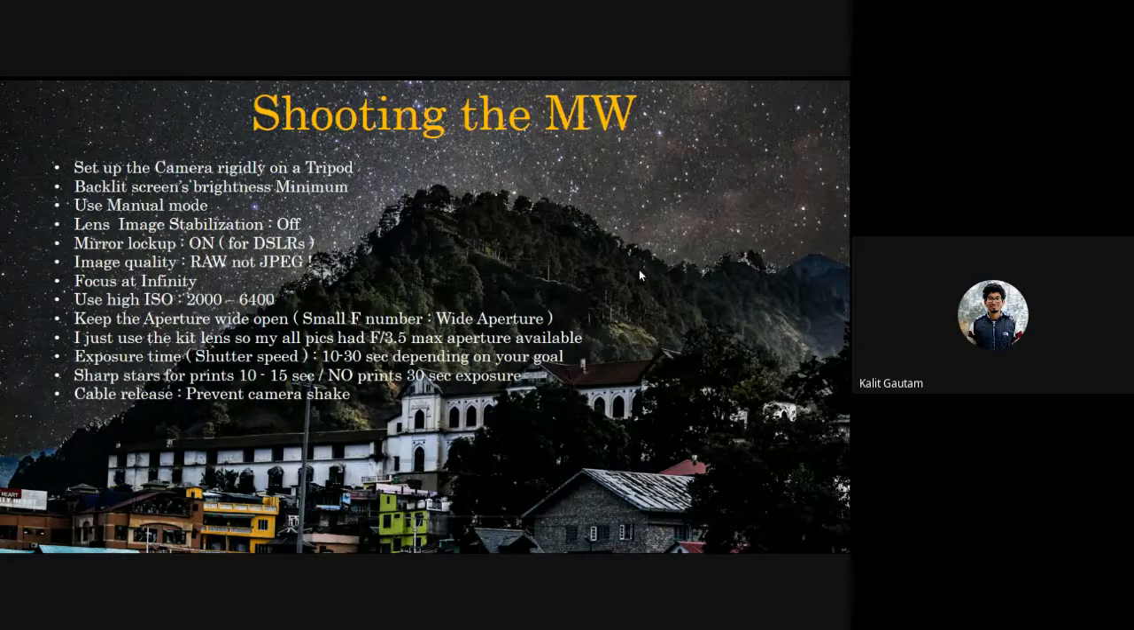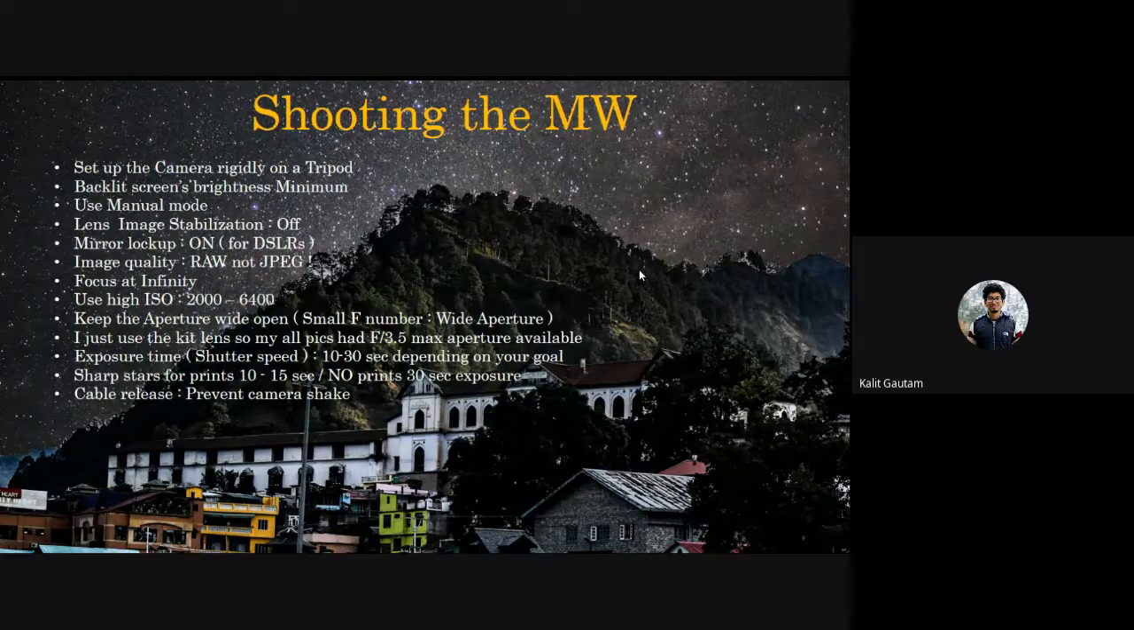During that time you have to focus at infinity, and it can be done by looking at a star which has very high brightness, I mean, a star which is quite easily visible. So point your camera towards that star, zoom in on your backlit screen, and try to focus on that star. While focusing, you have to make that star appear as a dot, the smallest dot possible.